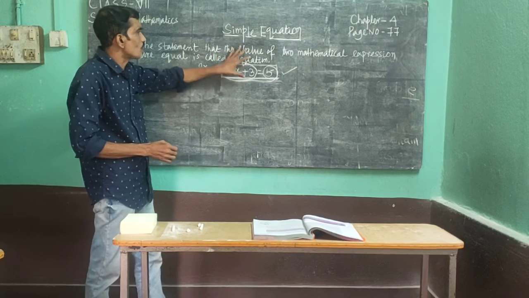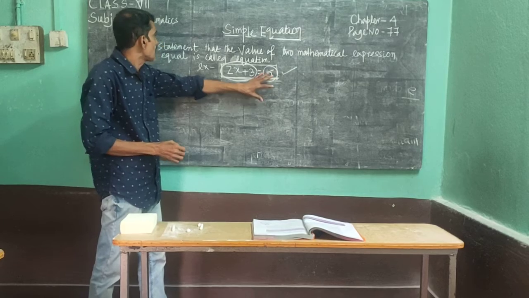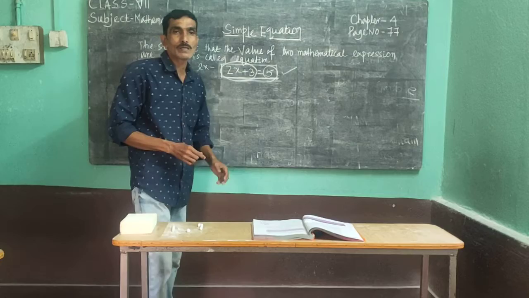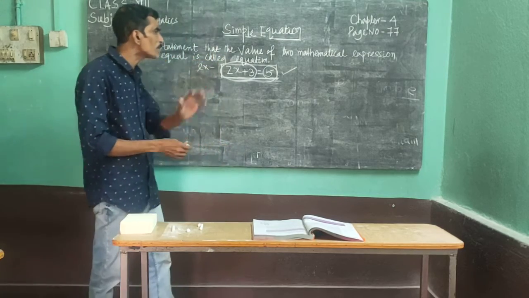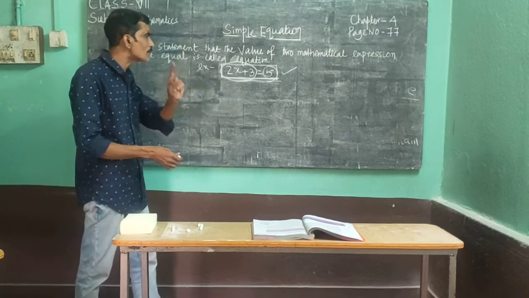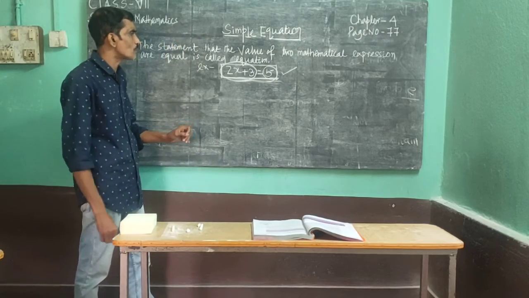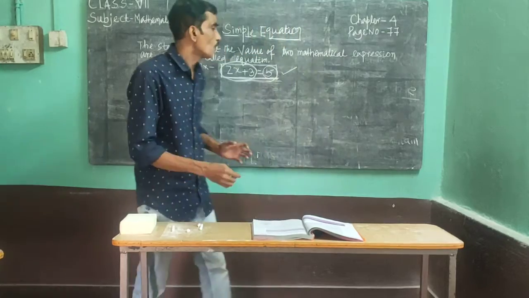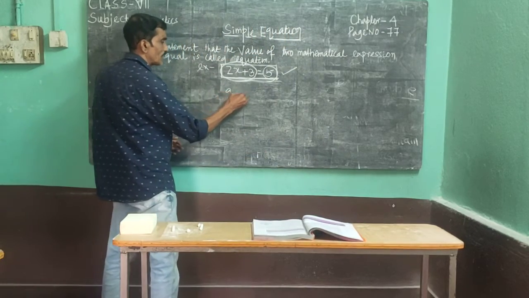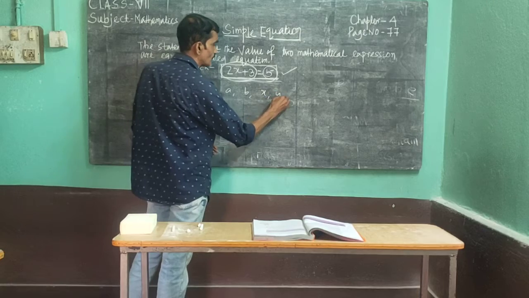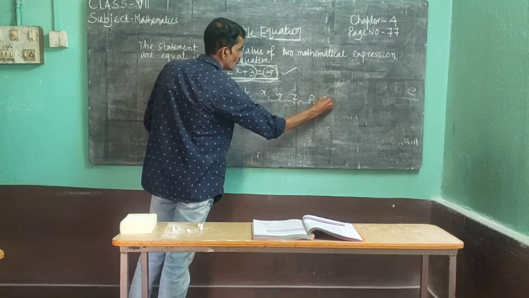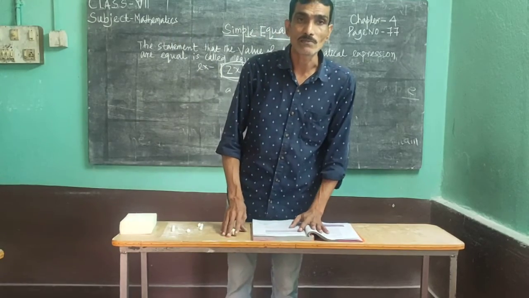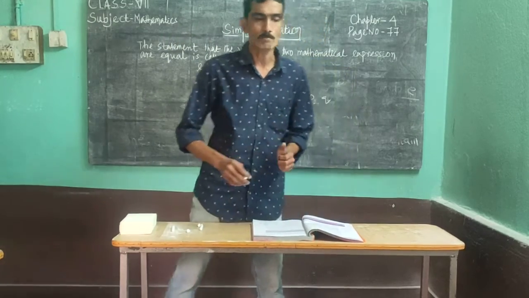An equation in which two mathematical expressions are equated by the equal sign is known as a simple equation. In a simple equation, you must have a variable. Variables are the English alphabet letters, which can be represented as a, b, x, y, z, p, q, etc. Why are they called variables? It is because their values are variant, meaning different.